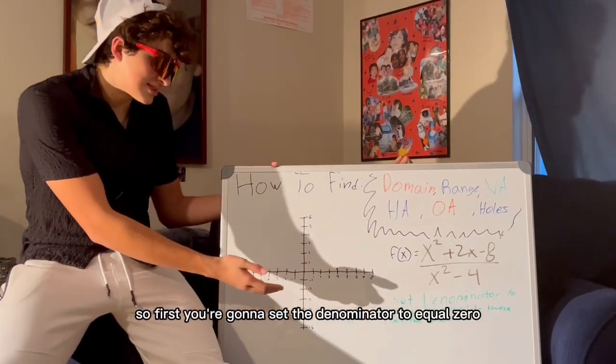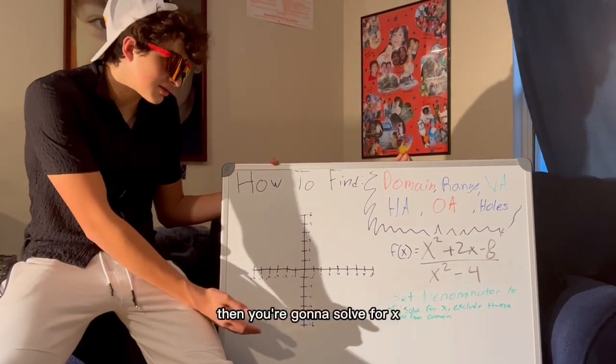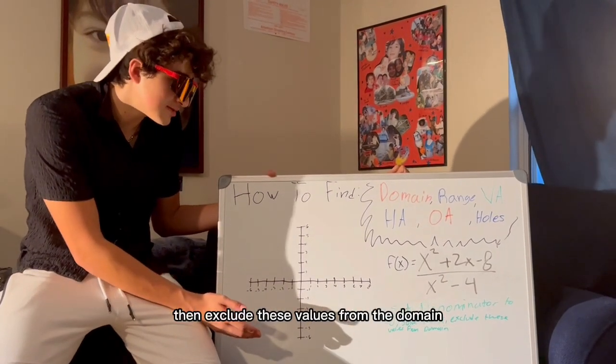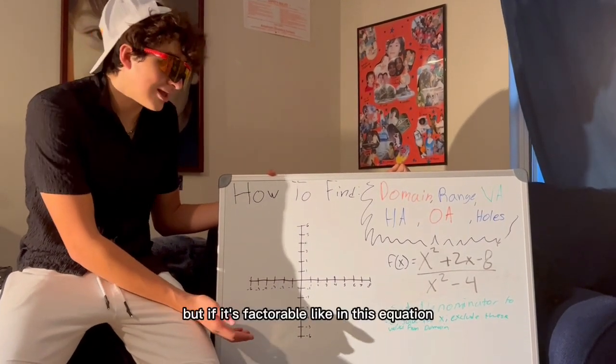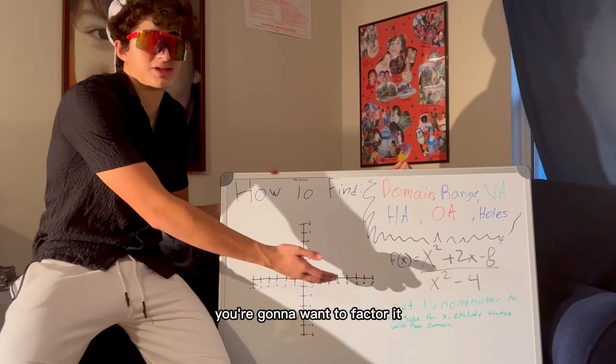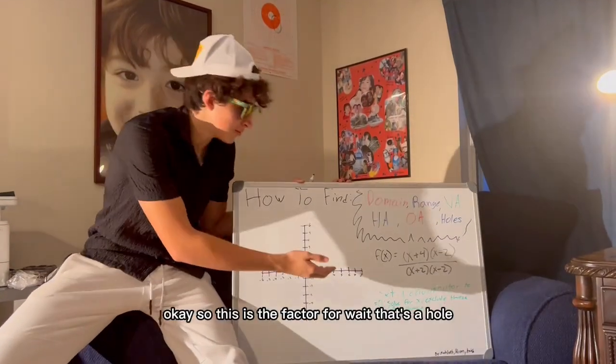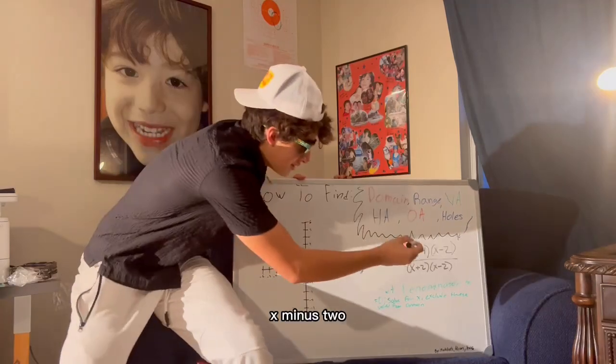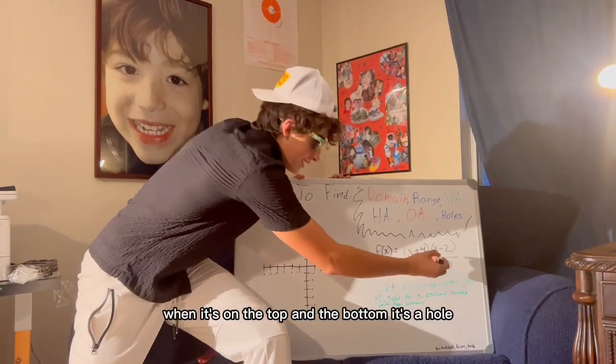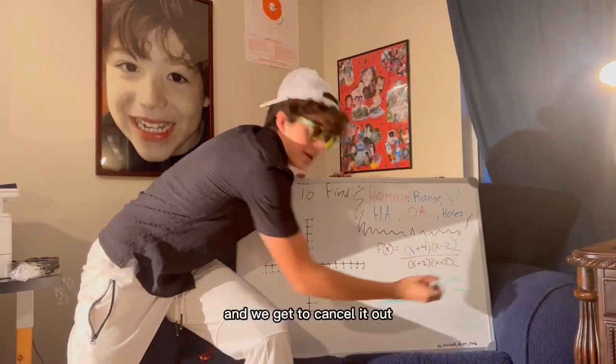So, first, you're going to set the denominator to equal 0. Then you're going to solve for x. Then exclude these values from the domain. But if it's factorable, like in this equation, you're going to want to factor it. Let me show you how to do that. Okay, so this is a factored form. Wait, that's a hole. X minus 2, when it's on the top and the bottom, it's a hole. And we get to cancel it out.